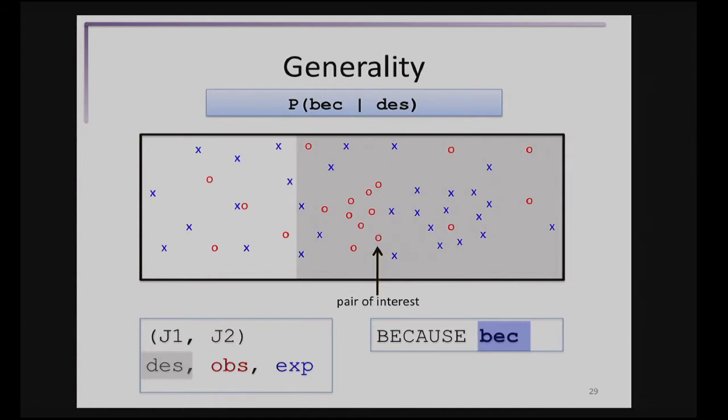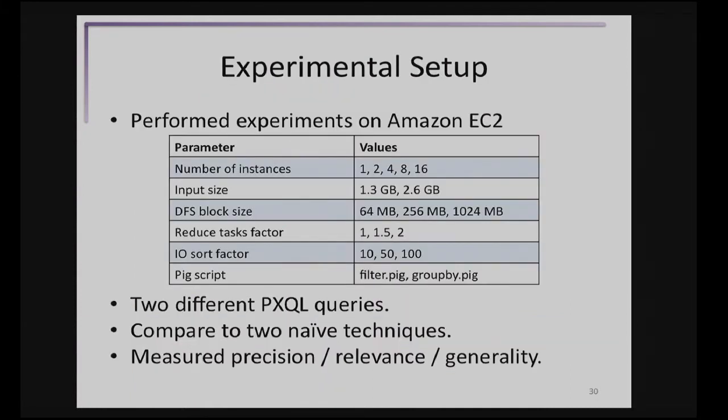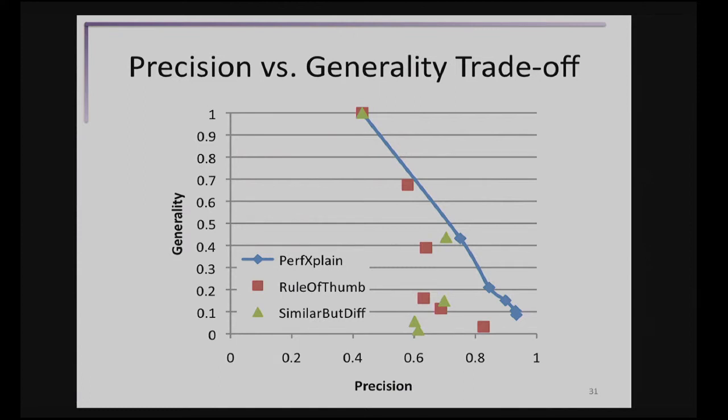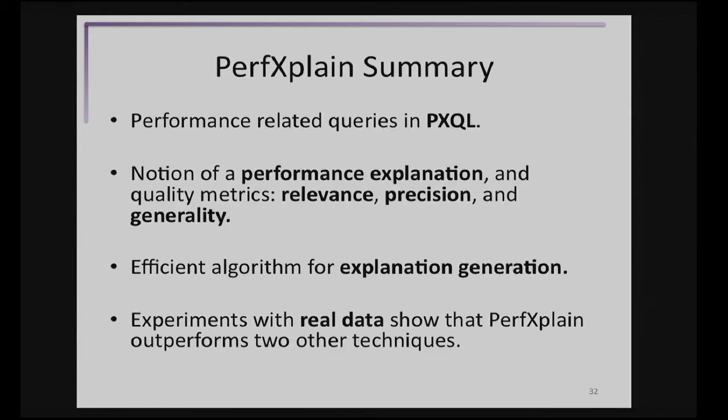Does this work well? We ran some experiments on EC2 where we executed Pig Latin queries and collected different values. The experiments are again in the paper, but when we looked at the explanations that we were generating, they were achieving a much better trade-off in terms of generality and precision compared to alternate techniques that we examined for generating these kinds of explanations. So the idea, again, is that we have these users. Users are smart, but they need extra tools to really be self-sufficient. And PerfXplain is one of those tools trying to help explain the performance of queries in these large clusters.